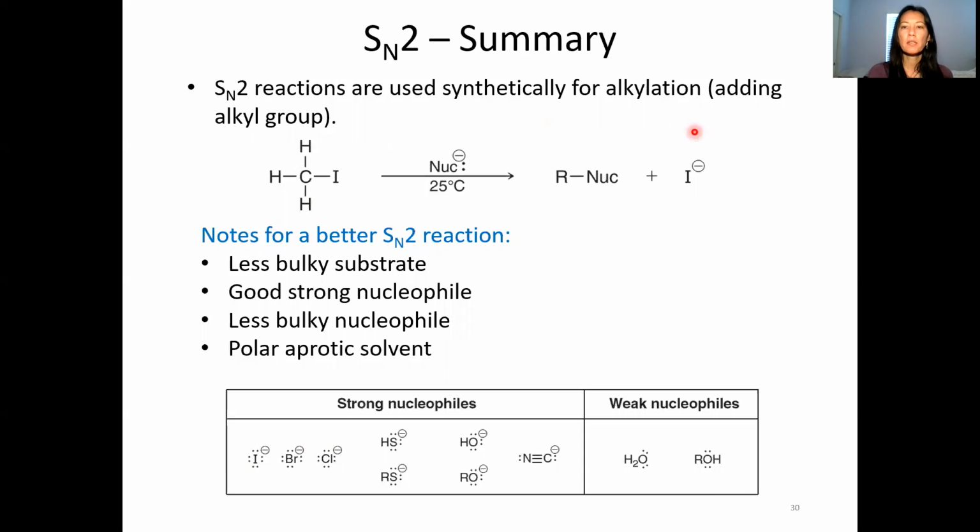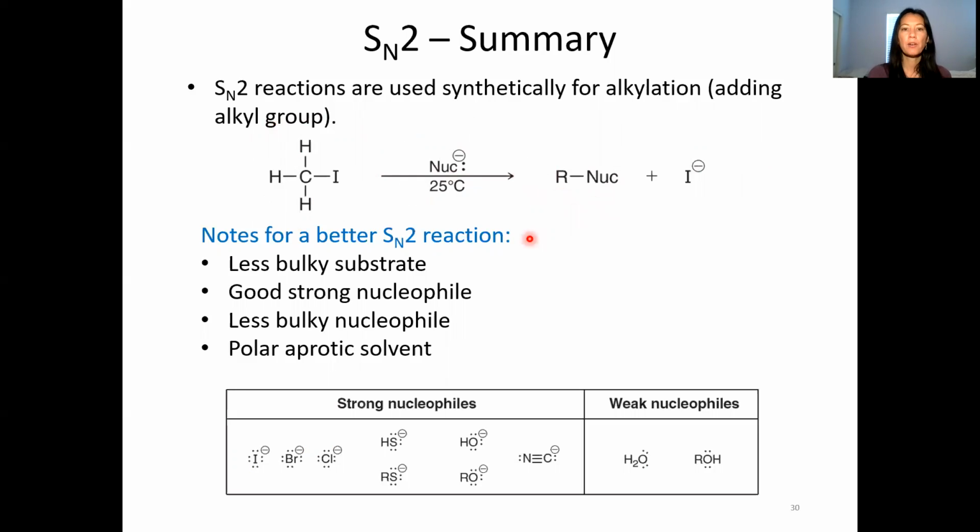So our summary here is just don't forget the big picture. What are you actually making? Our business is organic synthesis. So you're taking an alkyl halide and you can alkylate something. I have a nucleophile. It can be a variety of things, a carbon nucleophile, a sulfur, oxygen, etc. But basically, you are alkylating something. You're adding an alkyl group to this nucleophile.